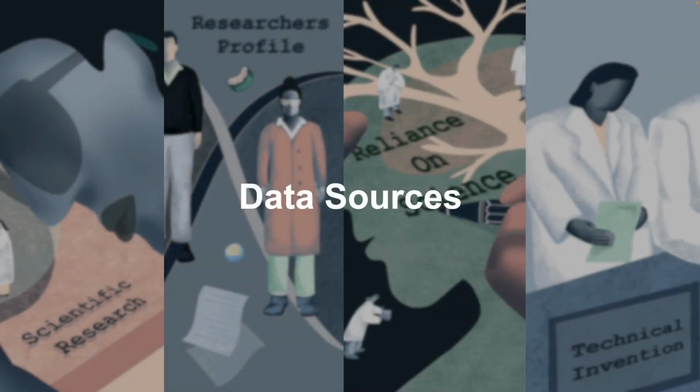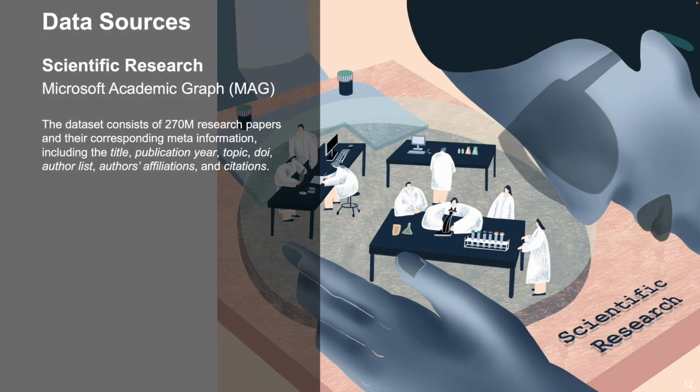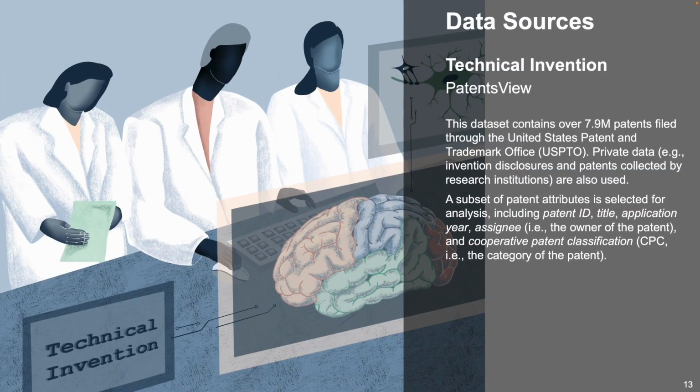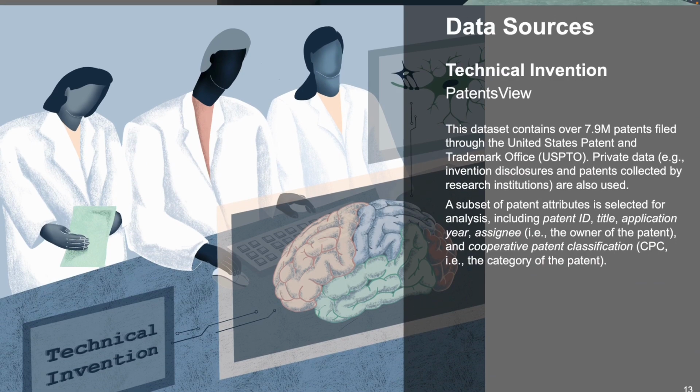We will start from the data sources. We use the Microsoft Academic Graph as the scientific research dataset. It consists of paper meta information such as title, year, and also paper citation linkages. For the technical inventions, we use the patent data collected in PatentsView. It includes attributes like patent title, assignees, and patent categories.